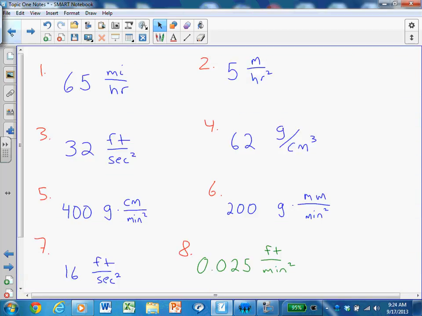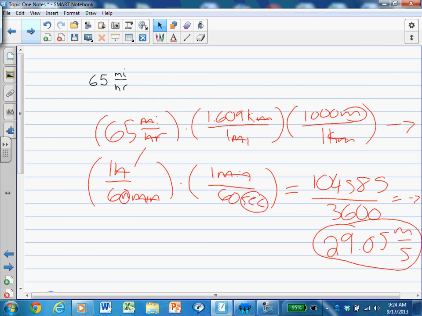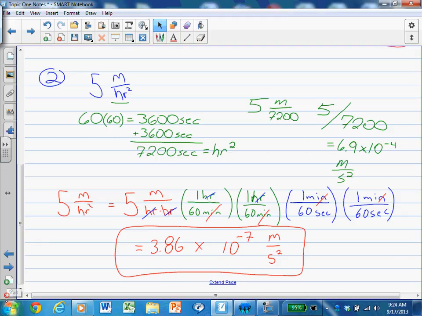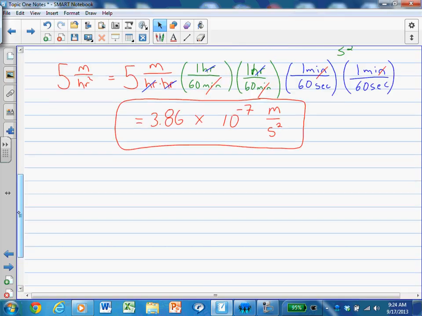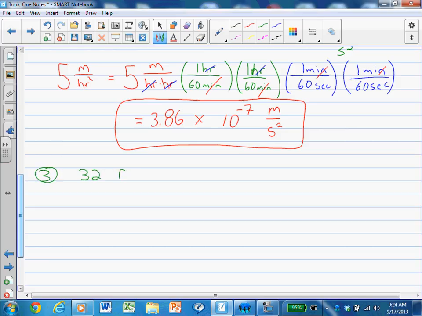The next one was 32 feet per second squared. What the heck? 32 feet per second squared? The seconds are already in standard units, aren't they? So we leave second squared alone. So Spencer and Vera, we'll do this one. I don't know. Choose your color. You can even change it if you want.